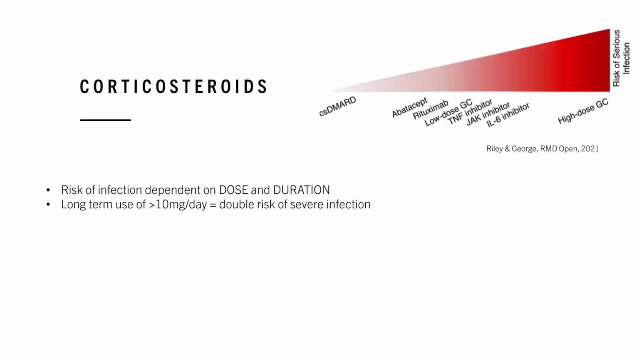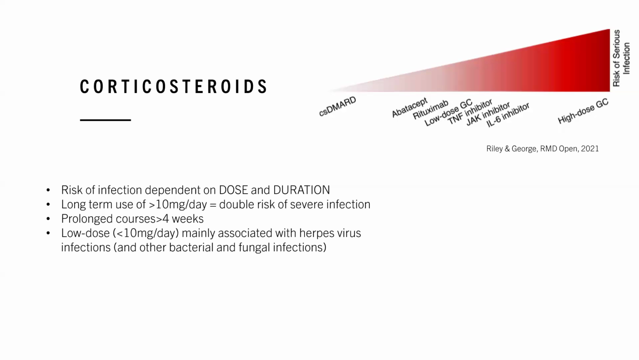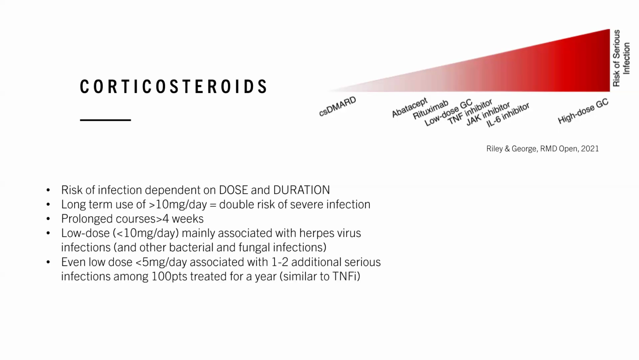So where you have use of, say, 10 milligrams or more per day, you generally get about double the risk of severe infection. We talk about long-term use as anything longer than 4 weeks. Low dose is generally 10 milligrams or less. And even at those doses, you do get an increase in milder infections like herpes-associated infections. So even very low doses can be associated with 1 to 2 increased serious infections among 100 patients treated for a year. As I showed on this image, that's similar to TNF-alpha inhibitors.